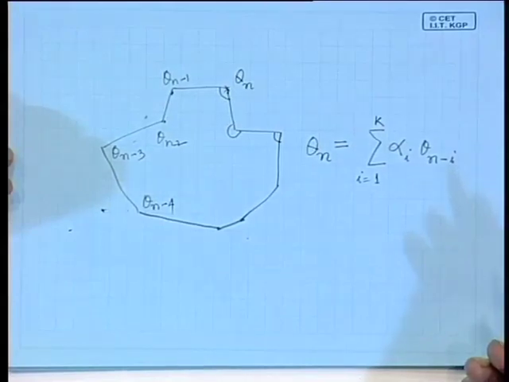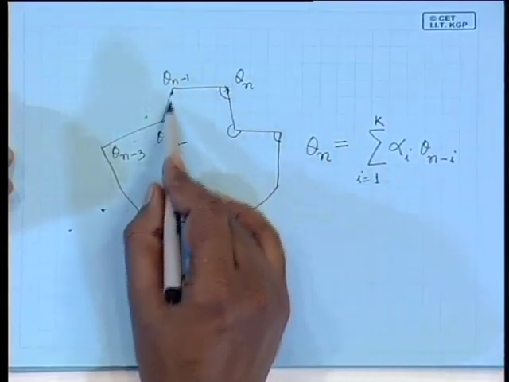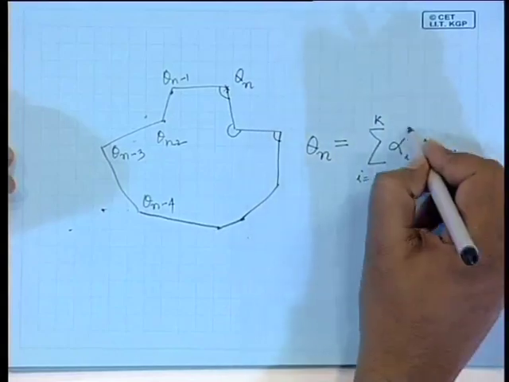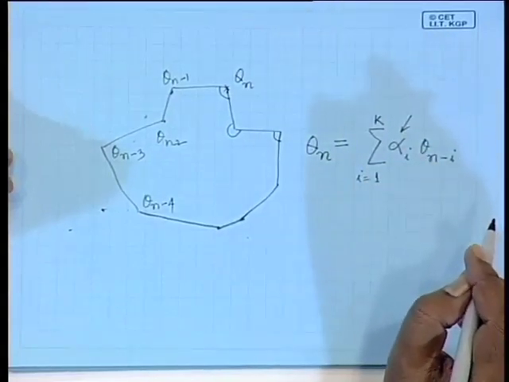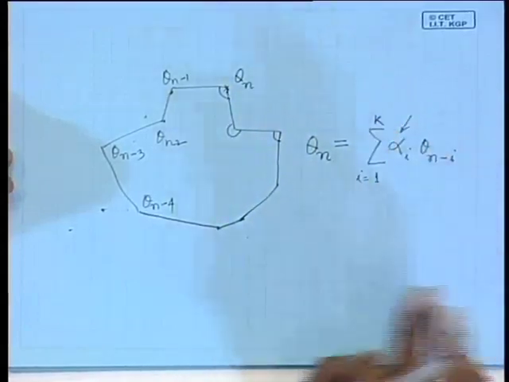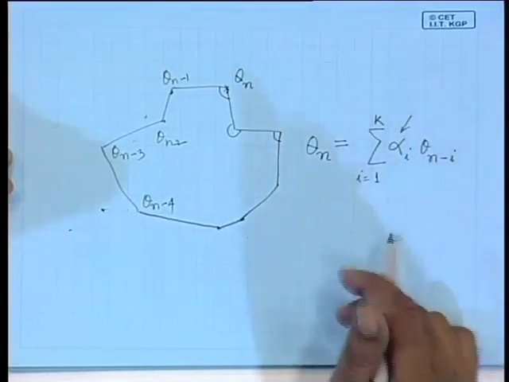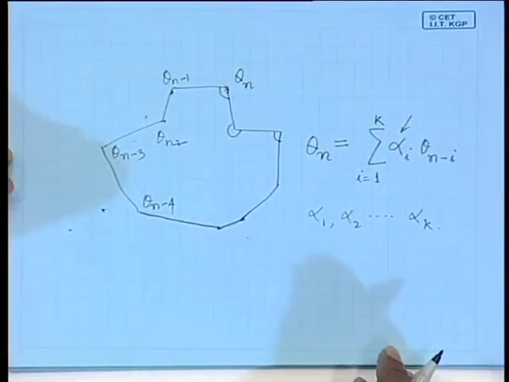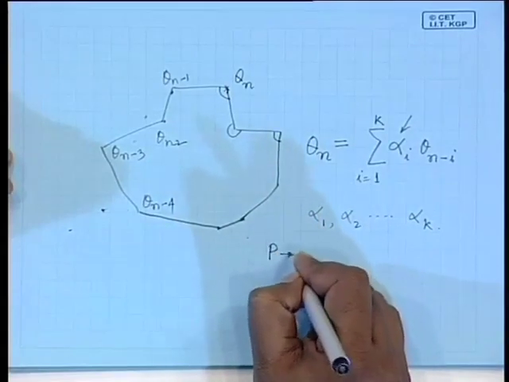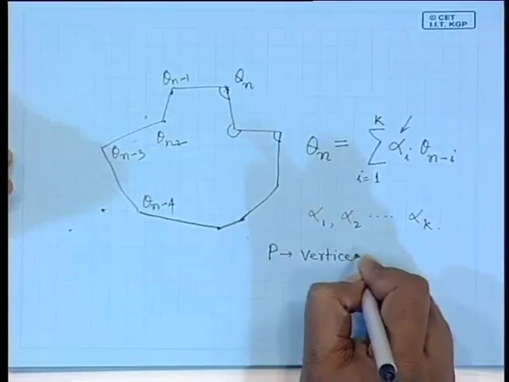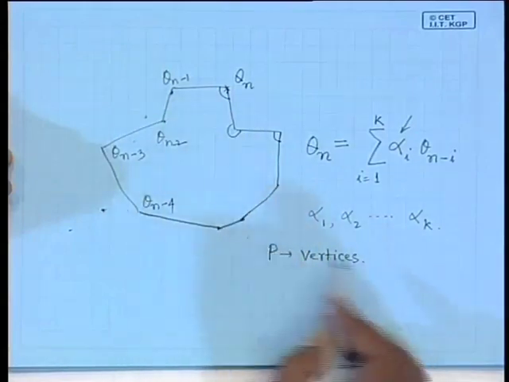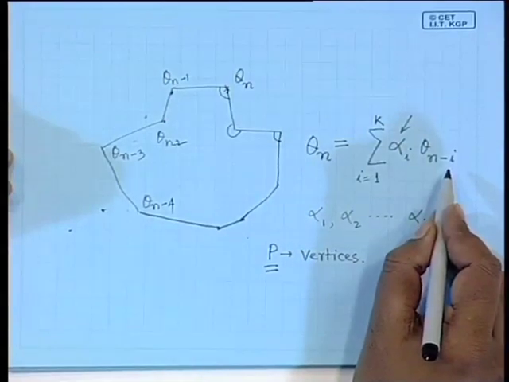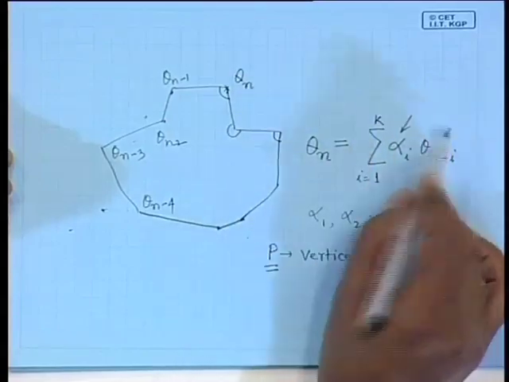Is that okay? For every such vertex, I will have one such equation. These alphas are the coefficients of autoregression. Because I have kth order autoregression, there will be k number of alphas, alpha 1, alpha 2 up to alpha k. And if this polygon contains p number of vertices, then for each vertex I will have one such equation. So, I will have p number of linear equations like this.